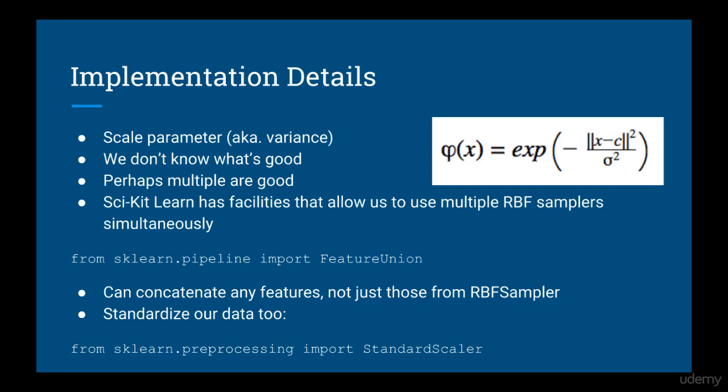Now let's go through some practical implementation details. You may have noticed that the RBF kernel has a scale parameter, which is like the variance of a Gaussian. Since we don't actually know what scale is good, or perhaps multiple scales are good, scikit-learn has tools that allow us to use multiple RBF kernels with different scales at the same time. This is called a feature union, and it essentially allows you to use multiple feature transformers of any kind, not just RBFs, and then concatenate the individual feature vectors together to make one big set of feature vectors.